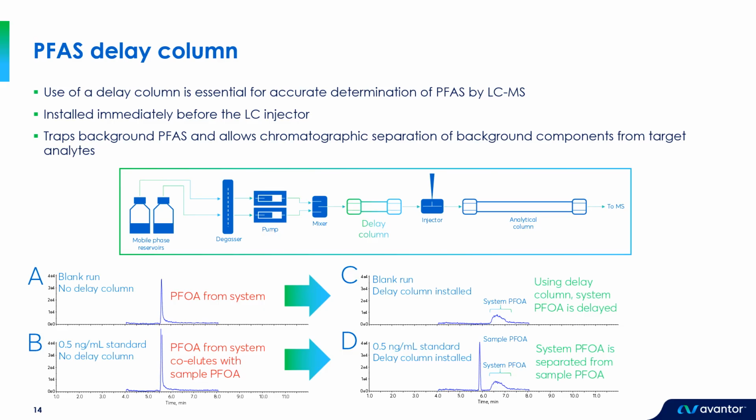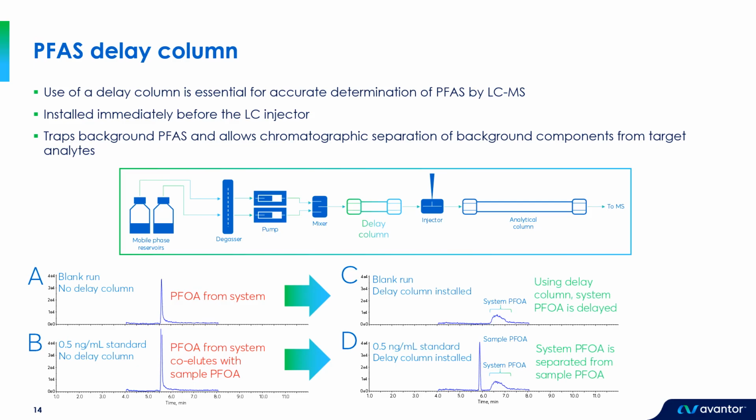The delay column will trap any PFAS from the mobile phase, and these will be eluted separately from our sample peaks. So if we move from chromatogram A, our blank run with no delay column, to chromatogram C, where we've now installed the delay column, you can see that the background PFOA peak is now eluting later as a much broader peak. If we now inject a sample, as shown in chromatogram D, our sample peak is now well separated from the background PFOA, which means that we can accurately quantitate our target PFAS. If there's one thing that you take from this webinar, I would say that the use of a PFAS delay column is absolutely essential for PFAS analysis to prevent false positives and allow accurate quantification of your target analytes.